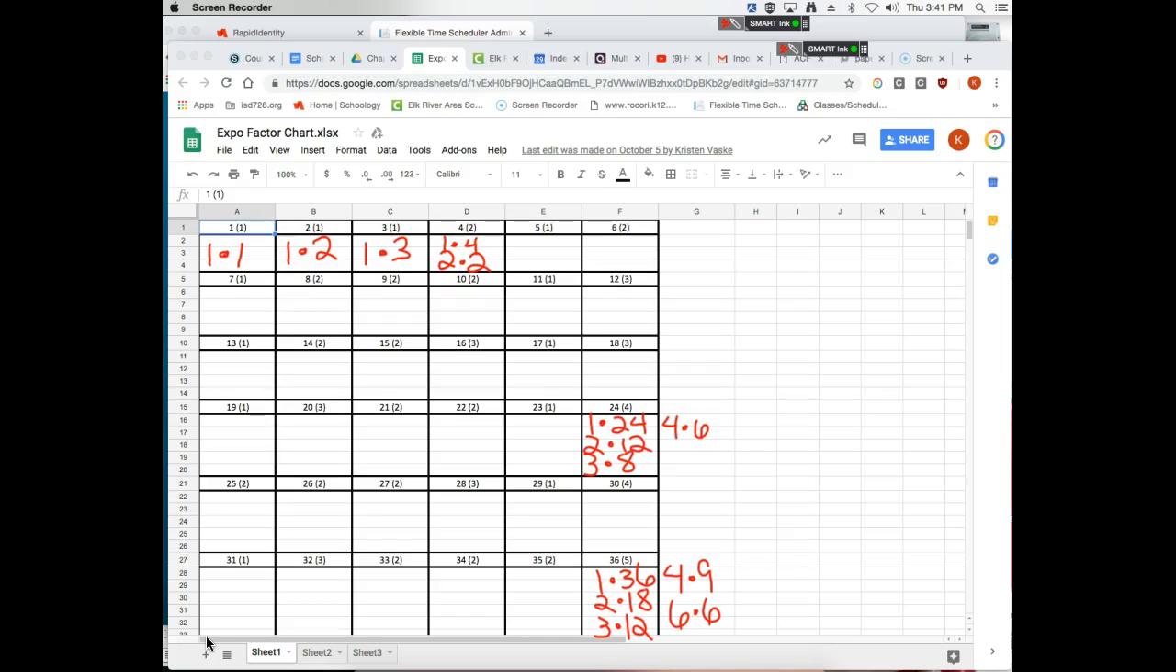So that is the first part of what you are doing today. You are going to fill out the rest of the sheet. You will want to make sure you have a good filled out sheet because we are going to use it pretty much every day after this.